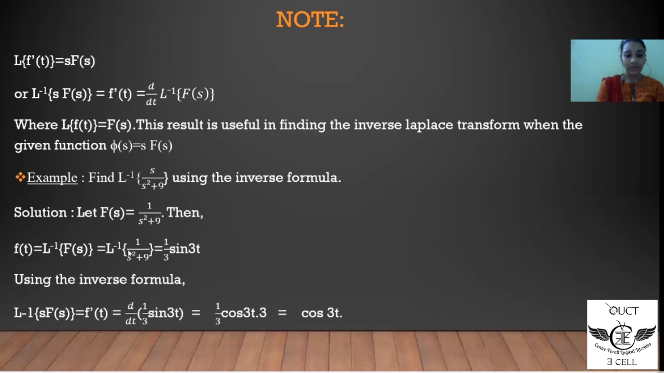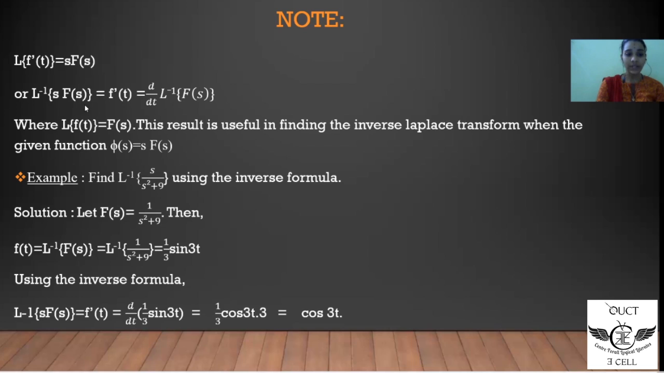L inverse of F of s is equal to L inverse of 1 by s square plus 9. Multiplying and dividing by 3 in the numerator and denominator, we get 1 by 3 sine 3t. This is the inverse of capital F of s. Now we know the value of capital F of s. So by using the inverse formula, the inverse of s into F of s is the required thing.